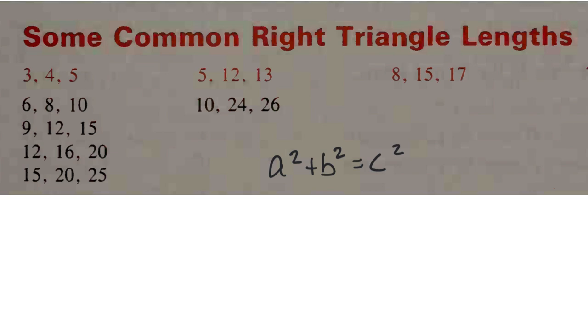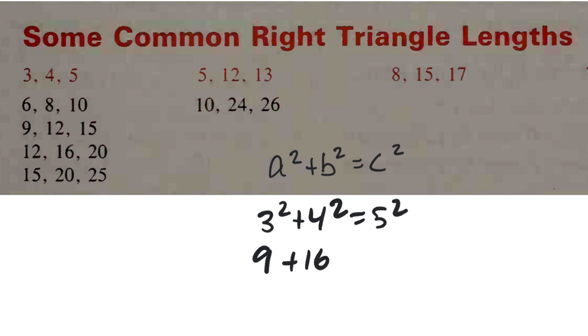And they're triples because 3, 4, 5 works in the Pythagorean theorem. If you substitute 3 for a, 4 for b, 5 for c, so 3 squared plus 4 squared ends up being 5 squared. That's 9, because 3 times 3 is 9, 4 times 4 is 16, 5 times 5 is 25, and 9 plus 16 is 25. That is a true statement.